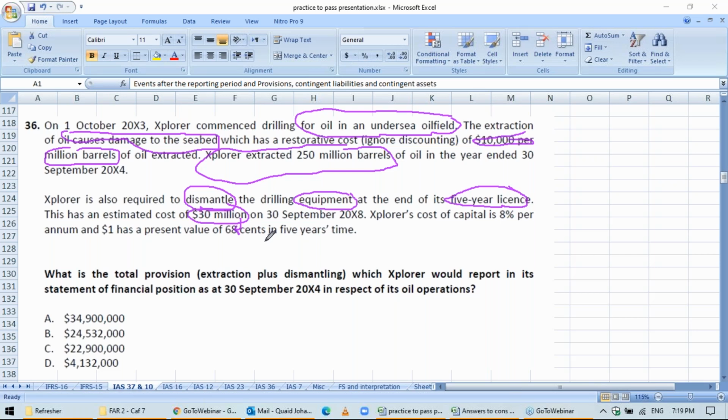So now what shall be the liability? What they are asking is, what is the total provision which Explorer would report in its financial statement of what date? 30th September 2004. At what date did they start drilling? On 1st October 2003. So this is after 1 year's time. They are talking about 1 year's time. Okay, so let's move ahead and get the calculations.